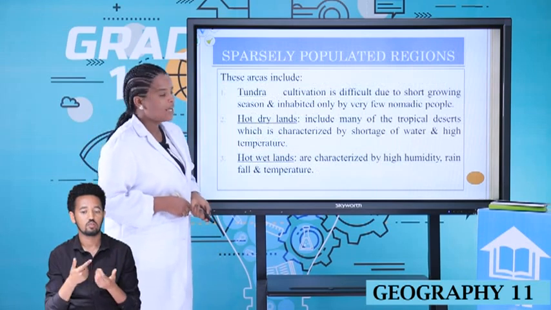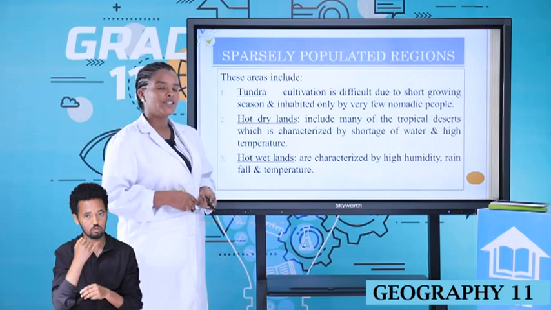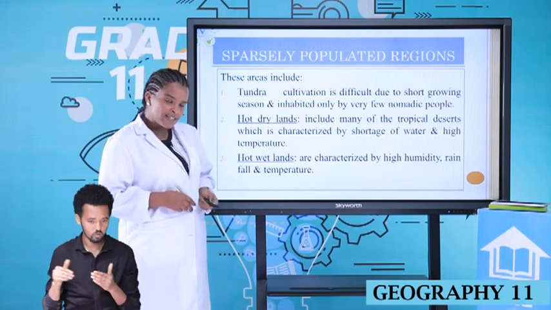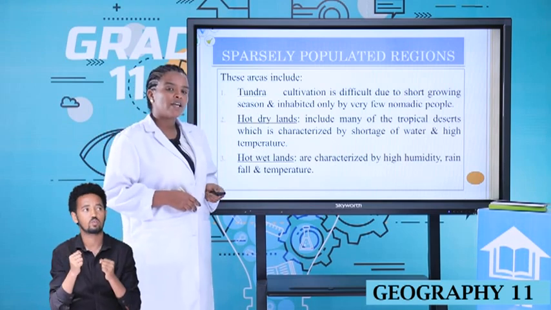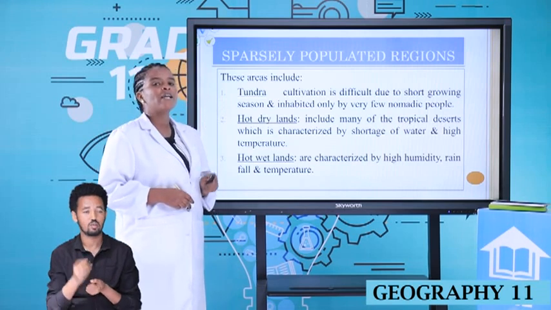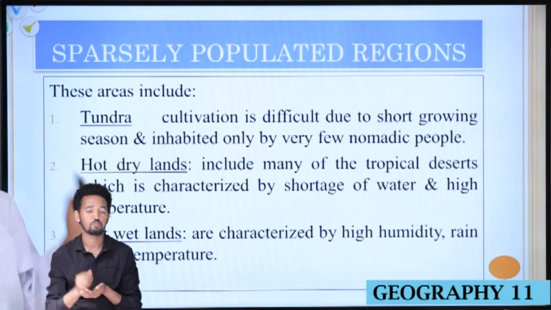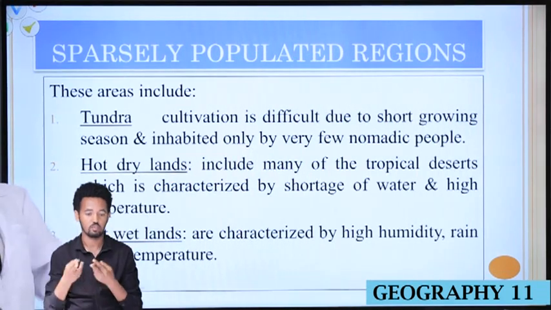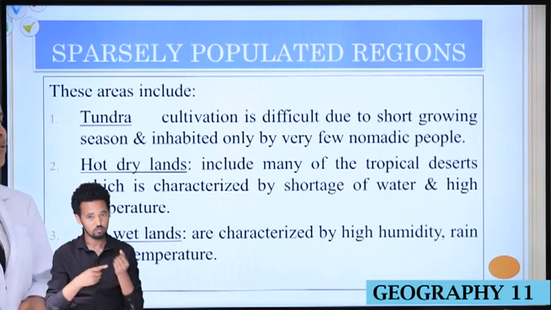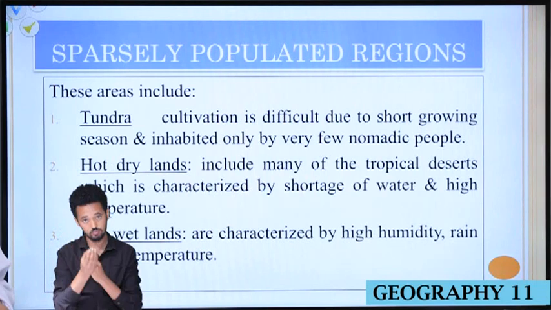Of the sparsely populated regions of the world, the first one is the Tundra region. The Tundra region is also known as the cold desert. Why do we say this region is a cold desert? Because for at least 8 months, the temperature is below 0 degrees Celsius. In the Tundra region, cultivation is difficult due to the short growing season, and it is inhabited only by very few nomadic peoples, because the climate of the Tundra region is very harsh.